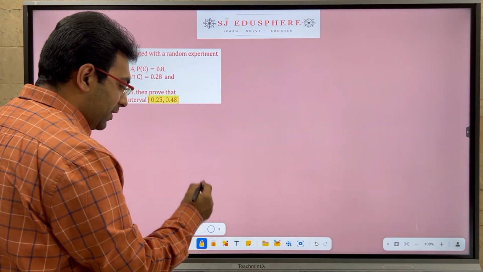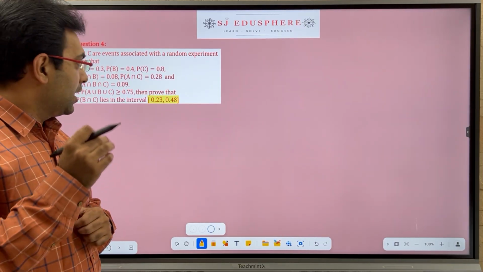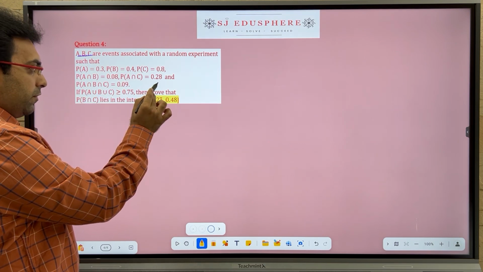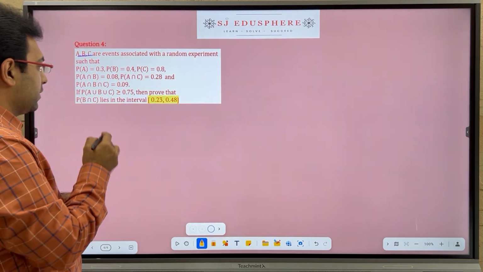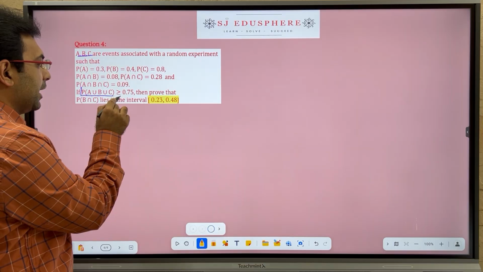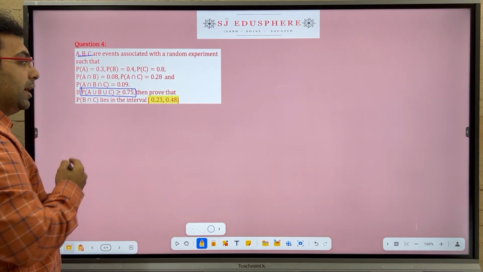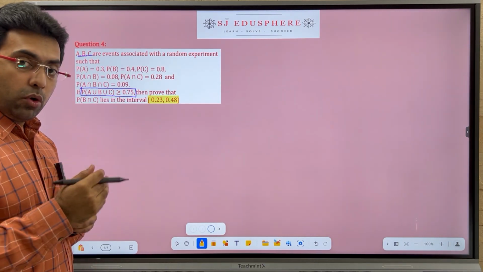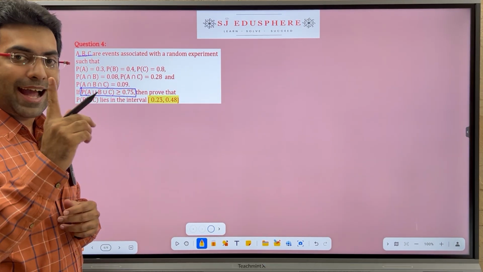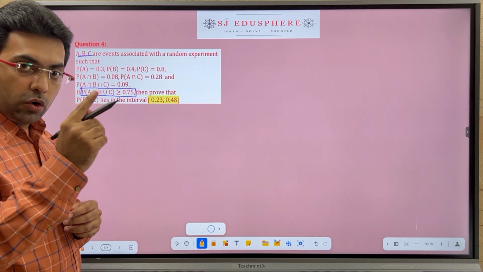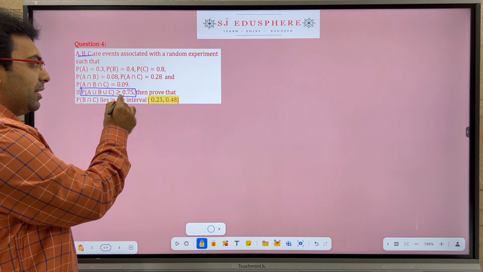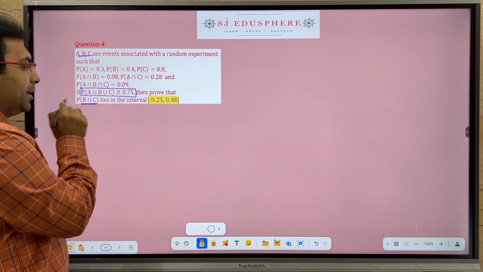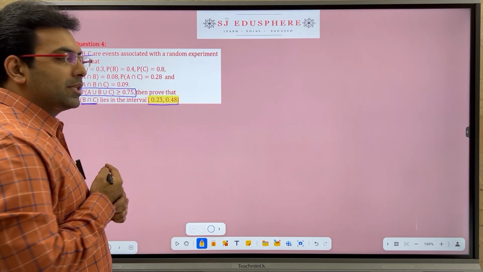Very important, where we are dealing with three events this time. I have A, B, C as events, given to me the individual probabilities, but my area of concern is if probability A union B union C is greater than equal to 0.75. That means it is more than 0.75 till where maximum probability is 1. So we know my answer is between 0.75 and 1. They are telling you to show that one of the probabilities in the answer comes between this range.